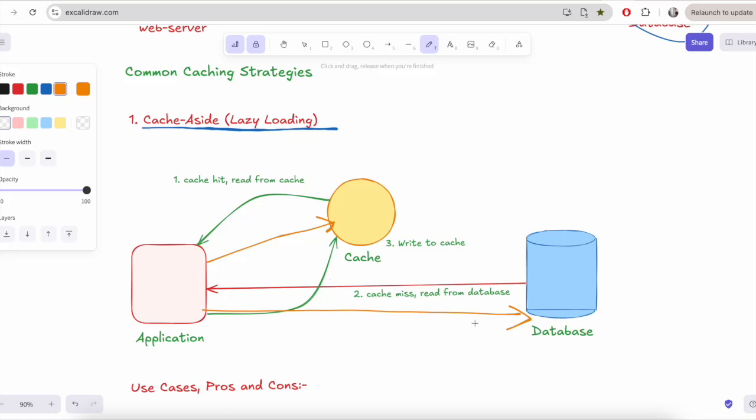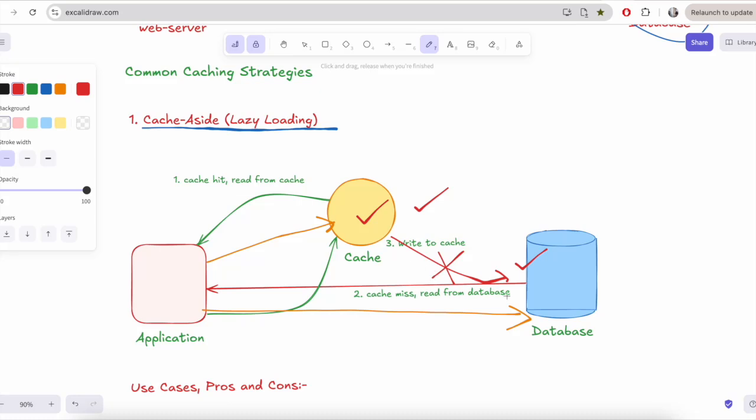And at the same time, it will save the data in the cache as well. So if you see here, the application is the main entity which talks both to the cache and to the DB, right? There is no direct link between the cache and the database.